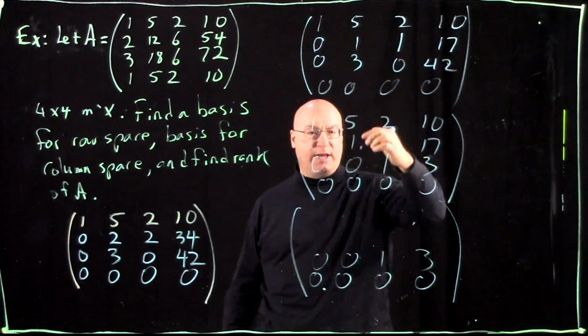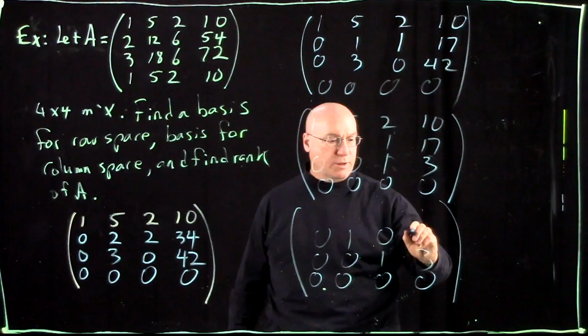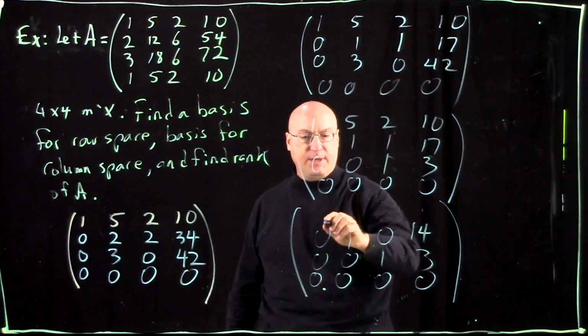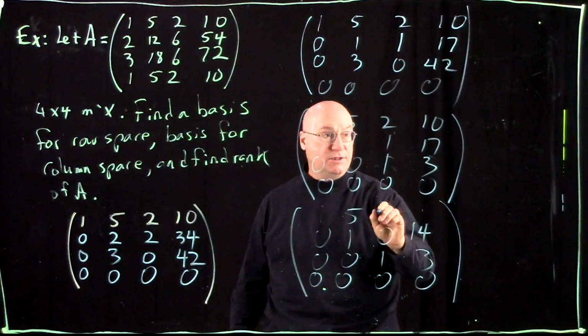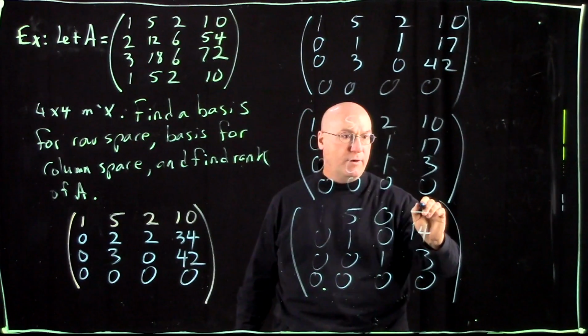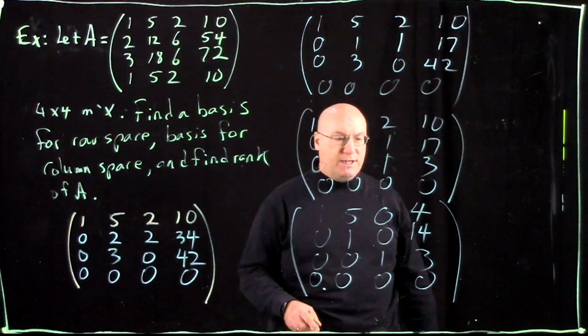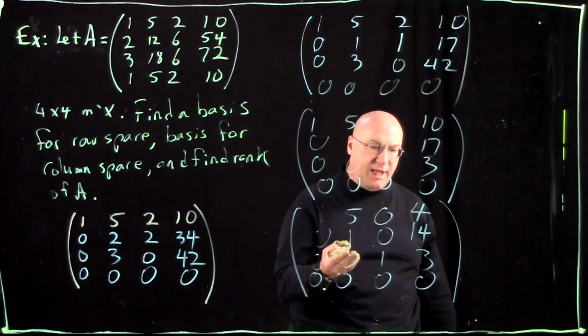Take negative 1 times it, add it up. I get 0, 1, 0, 14. Take a negative 2 times it and add it up. I get 1, 5, 0, and that's 4, right? Yes. And lastly, I'm going to take this row times negative 5 and add it up.